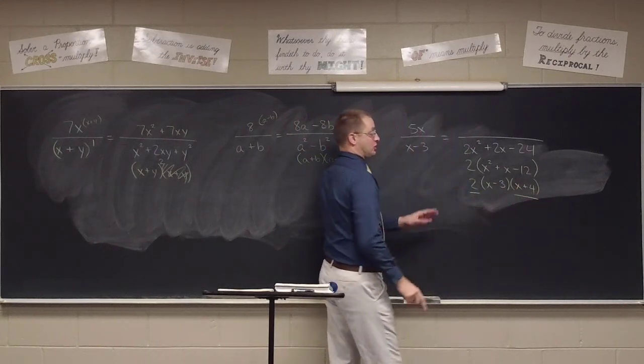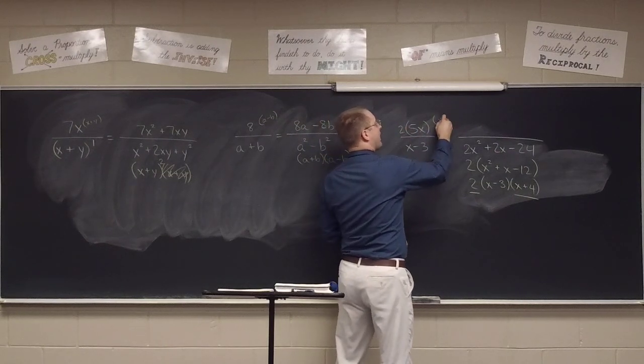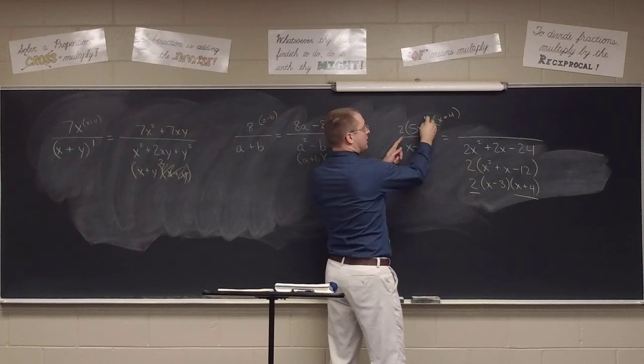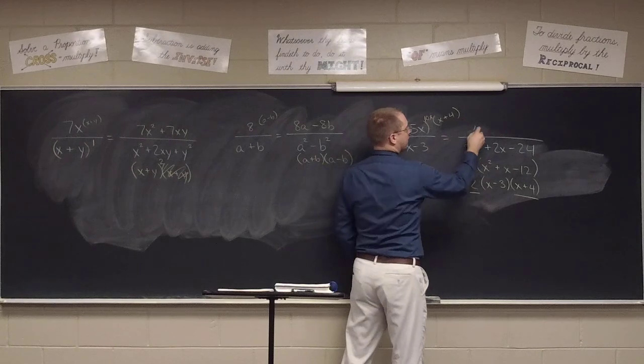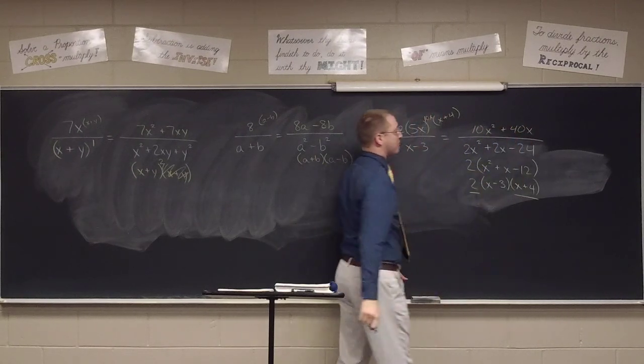Right, two things changed here, a 2 and an x plus 4. So we have to multiply this by a 2, and then by an x plus 4. Let's start by multiplying it by 2, Maddie. And then multiply that by the x plus 4. And that should have been our numerator.